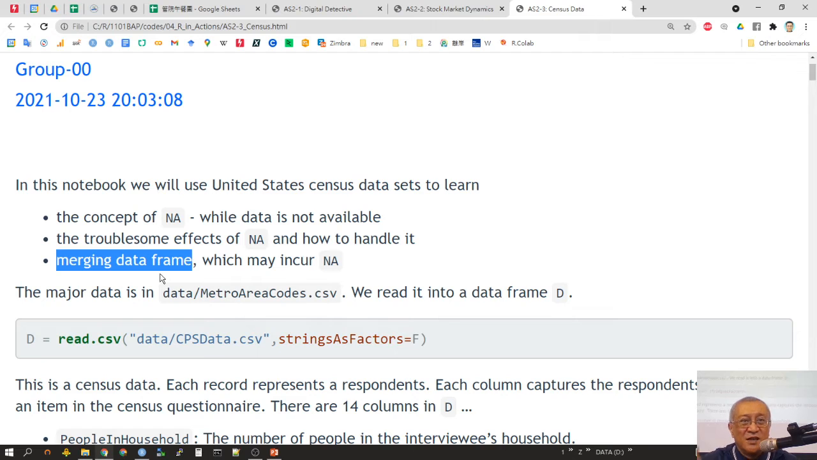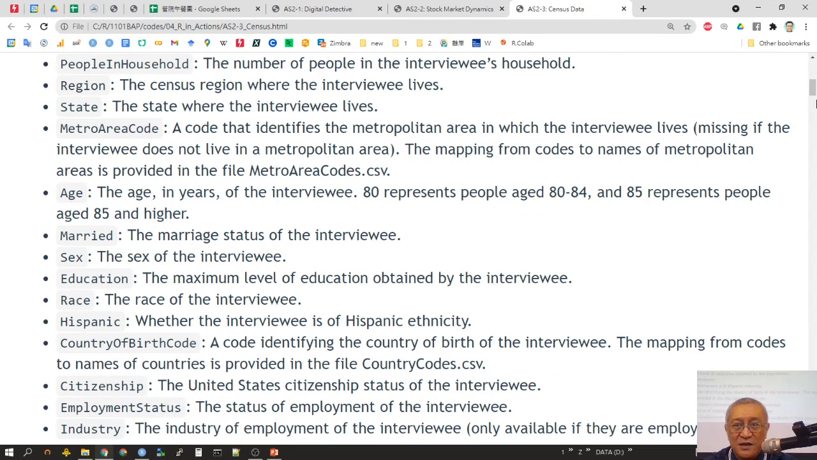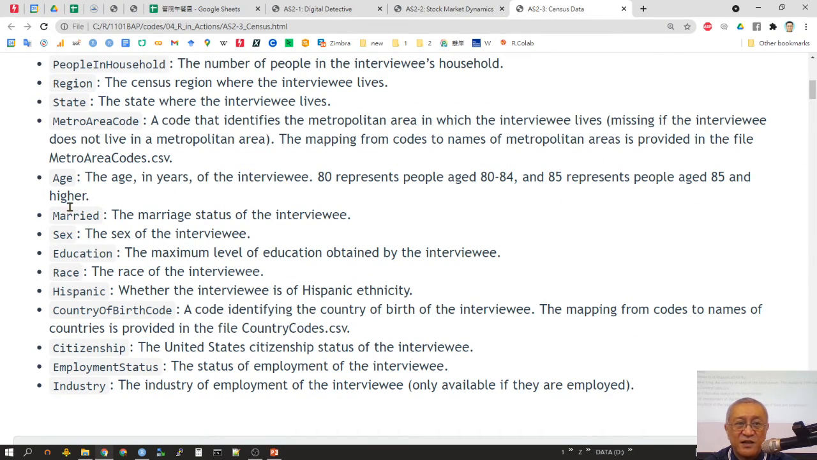In this example, we actually have 3 different data frames. We have census data, right? So this is the column, this is the variable of the census data. And in the census data frame, there's a column called metro area code. This is actually a code. It does not have a name, right? And it has a country of birth code. Again, this is a code. It does not have a country name, right? So in order to acquire the country name, you need to do a kind of table lookup, right?